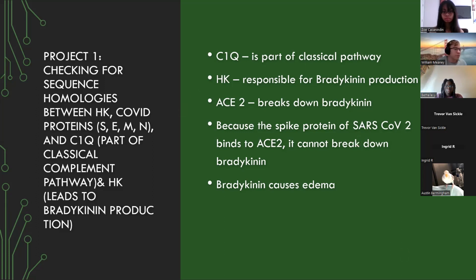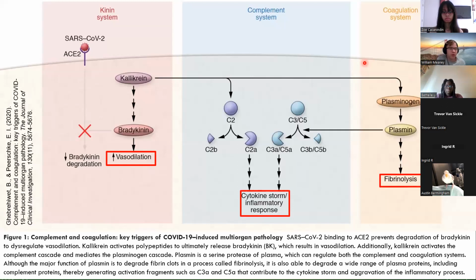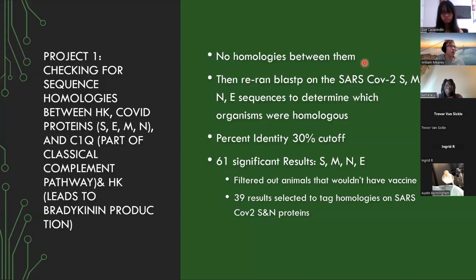This is a general COVID pathway where the virus infects and binds to ACE2, followed by endocytosis. The virus comes into the cell, releases its genomic RNA, and it replicates. You get the proteins, it assembles into vesicles, and it exits. I'm not going to go through that because I have a few more slides I want to get through by time frame.